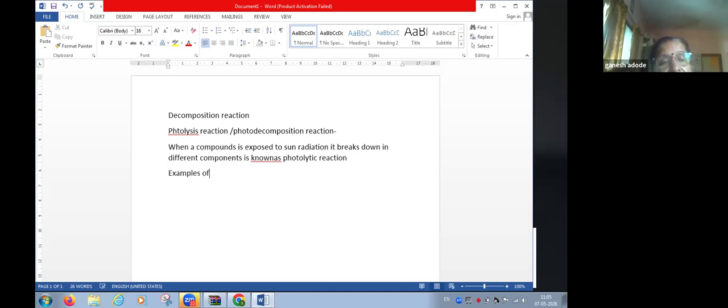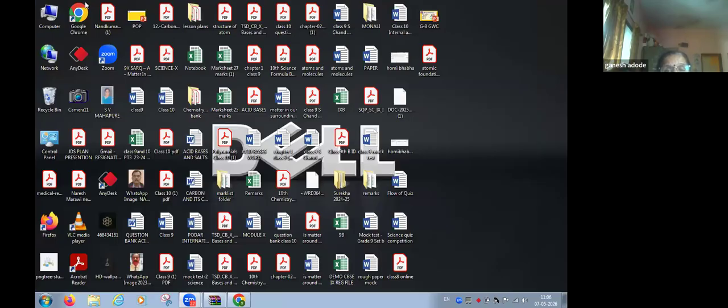Examples. What are the examples? The first one is when silver bromide, remember, silver bromide is used in black and white photographs.